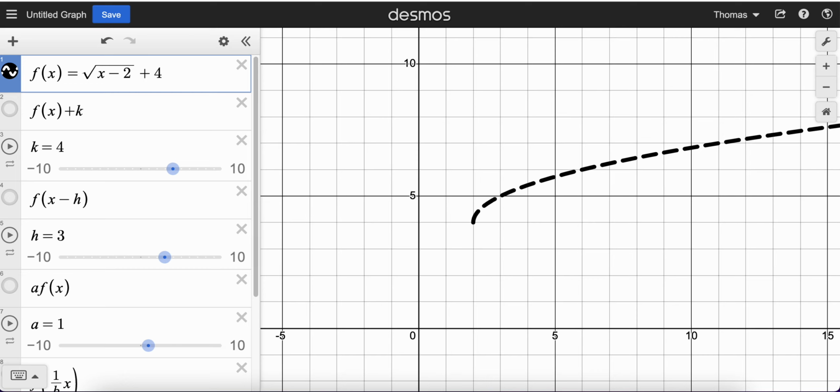So multiplying will stretch and compress our graph. Multiplying by a number greater than 1 outside the operation will stretch, and multiplying by a number less than 1 inside the operation will horizontally stretch. Negative values will also cause reflections. Inside the operation, the reflection will go over the y-axis, and outside the operation, it goes over the x.